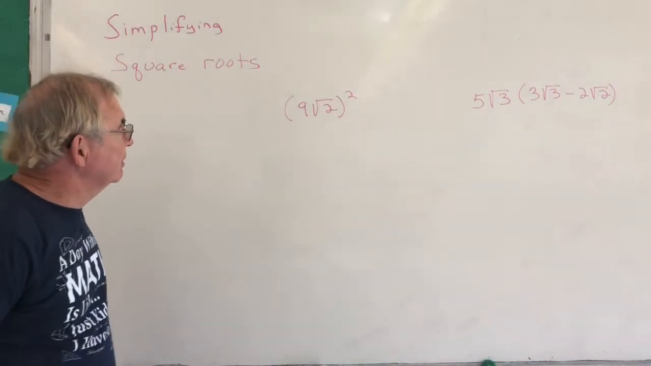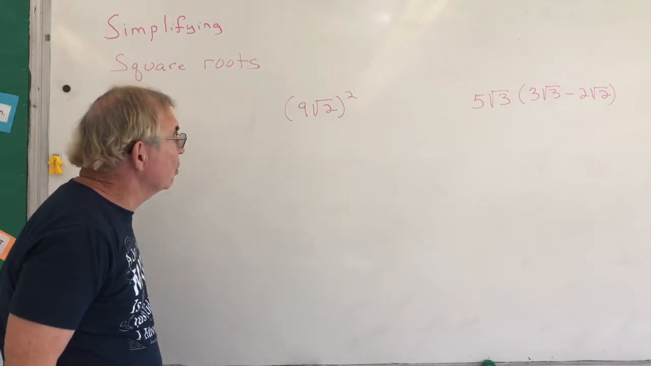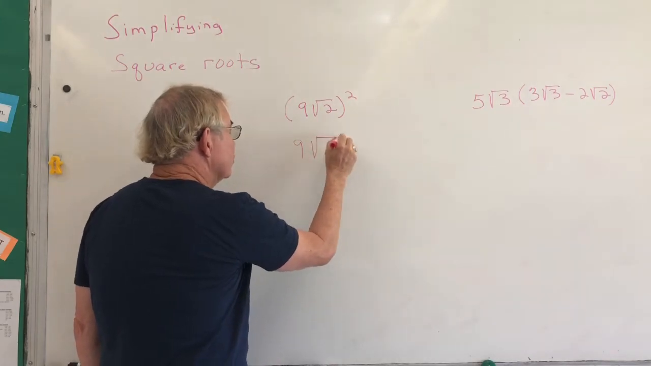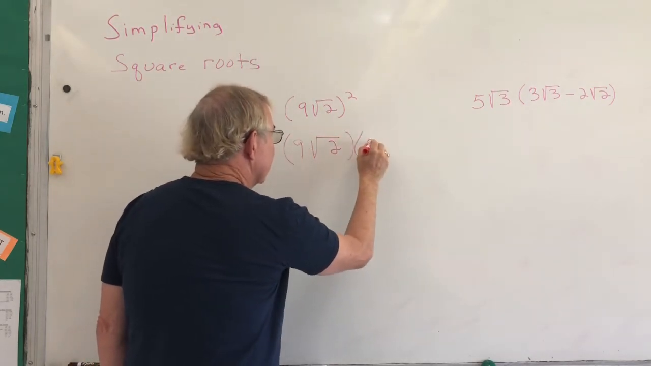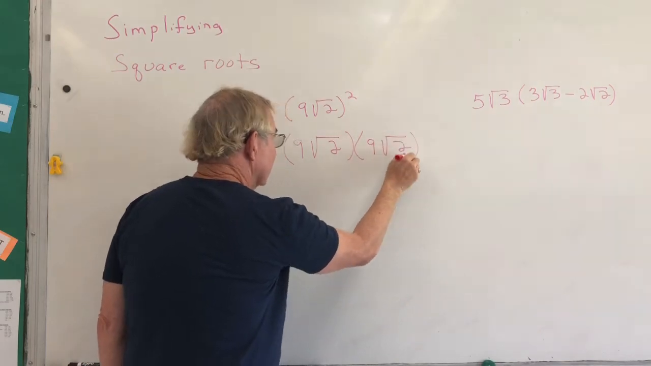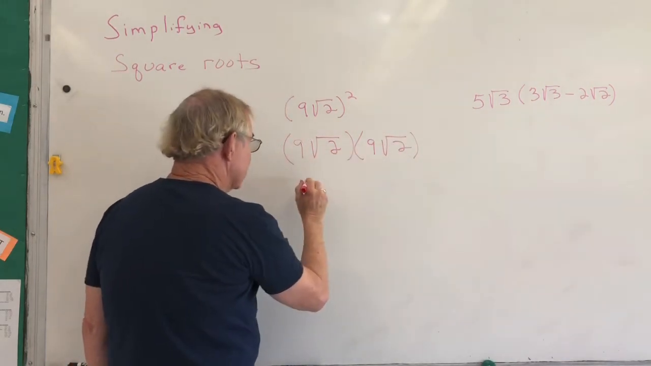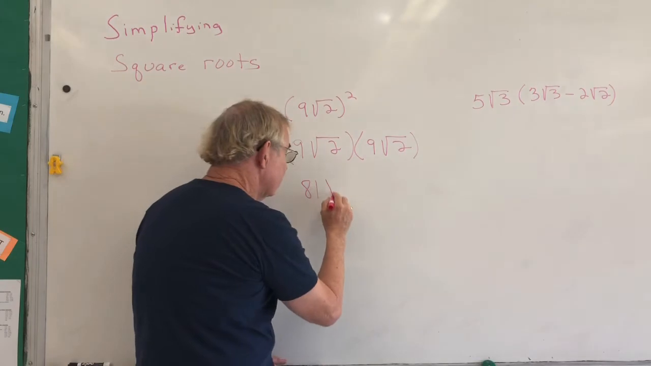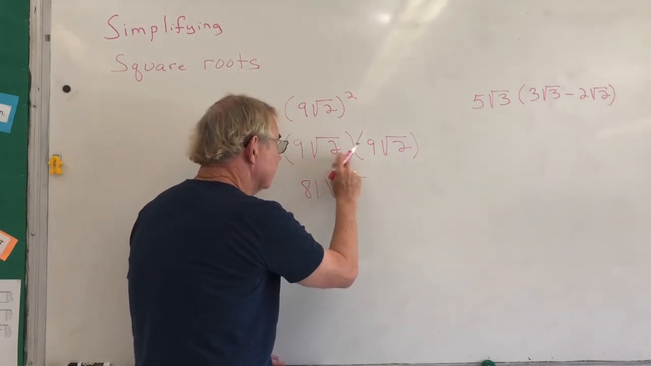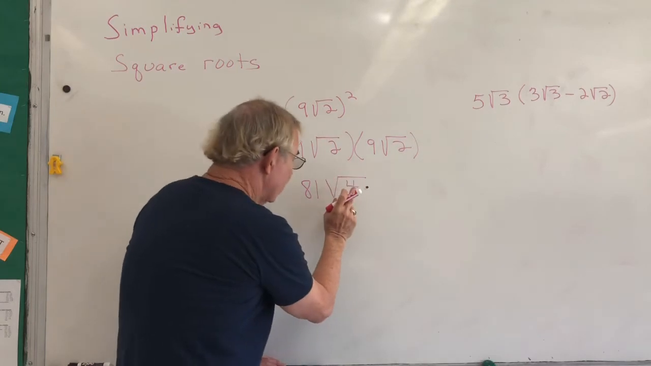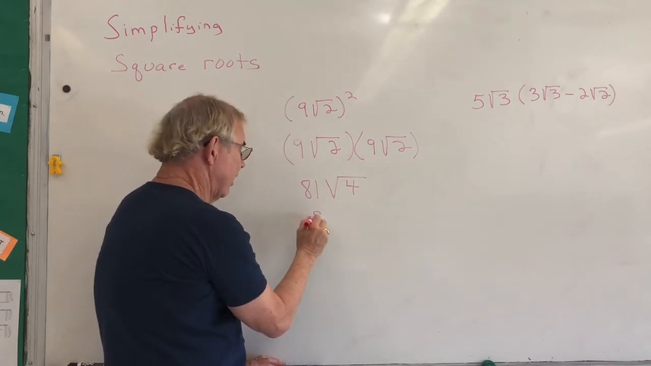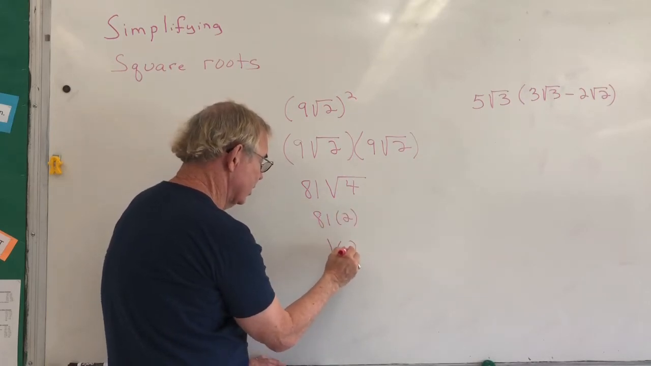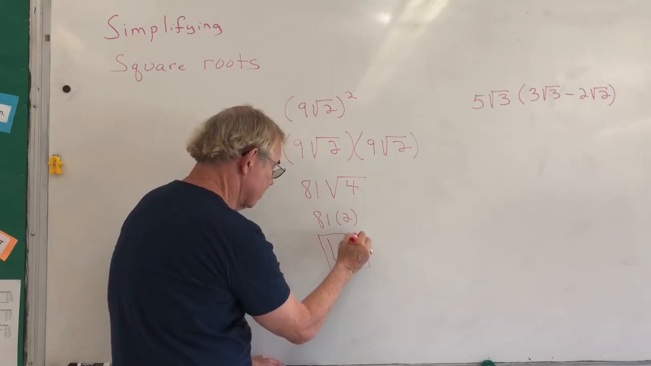Our next example is 9 square roots of 2 quantity squared. So to get the feel for this, when you square something, you just multiply it by itself. Now the 9 times the 9 is the 81. The square root of 2 times the square root of 2, for today, we'll write it as the square root of 4. But the square root of 4 is 2. So we have 81 times 2, and we have 162 as our answer. Okay?